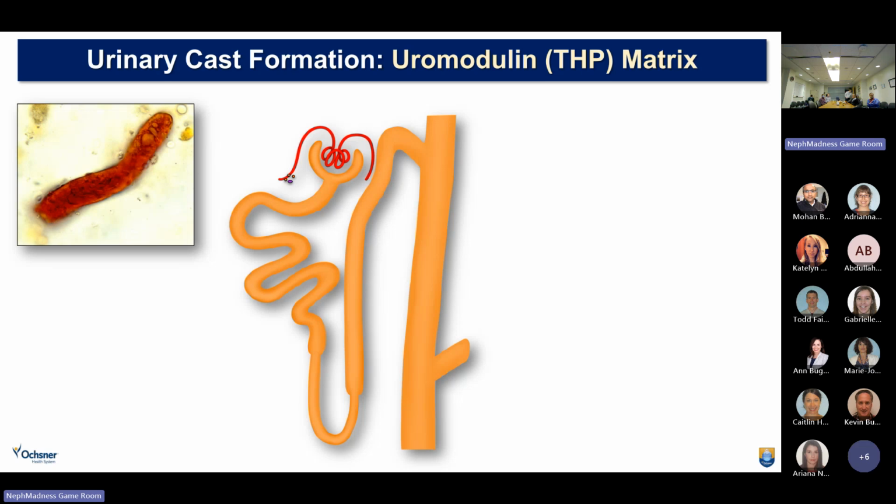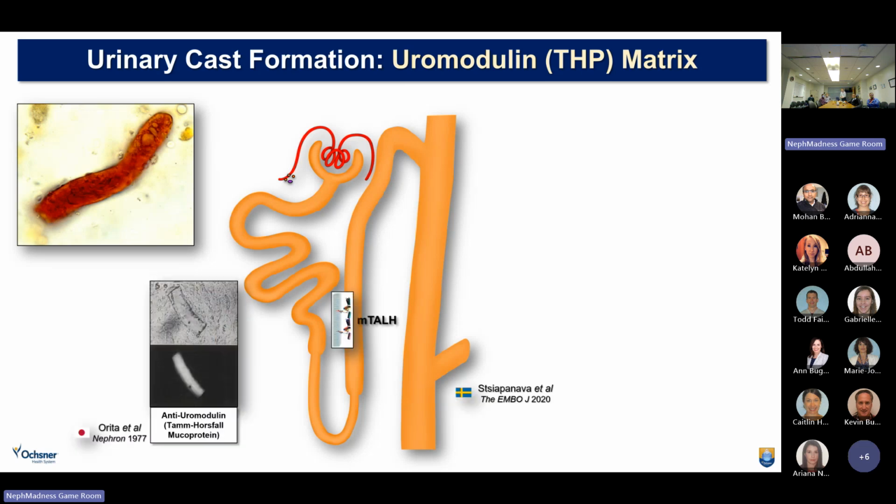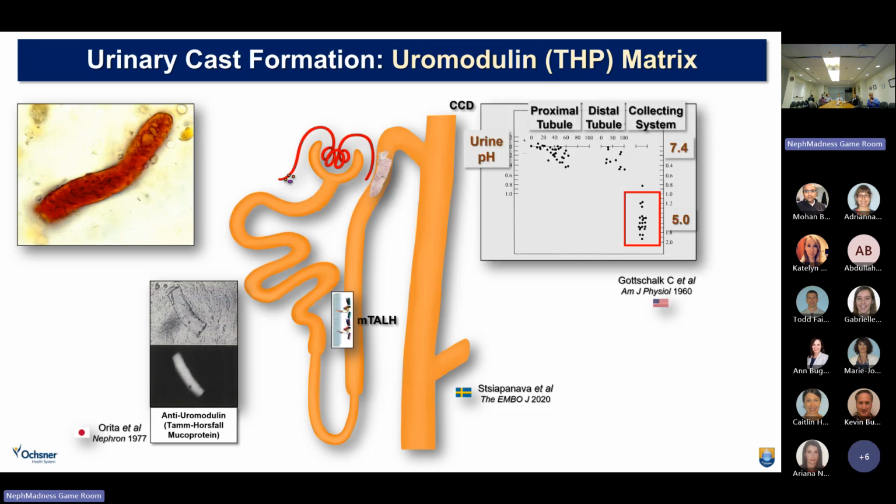We're going to be talking about casts for the most part in this presentation, and just to remind you quickly, the medullary thick ascending loop of Henle cells produce this protein called uromodulin, and that constitutes the matrix of casts. As you can see in the image on the left-hand side, an anti-uromodulin antibody was positive in this report by Orita in Japan, 1977, early observations.